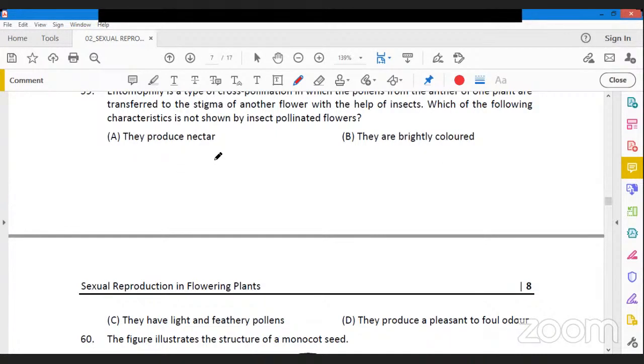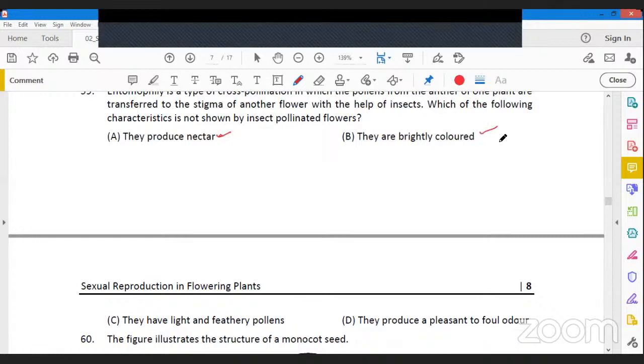So we have done a question very similar to this. Do they produce nectar? Yes, they produce nectar, because insects need nectar if they have to be attracted. They are brightly colored. Yes, insects are attracted by bright colors. They have light feathery pollen. Wrong. They produce pleasant or foul odor. Correct. So the correct answer is C.